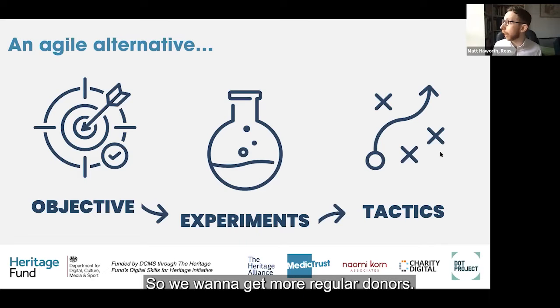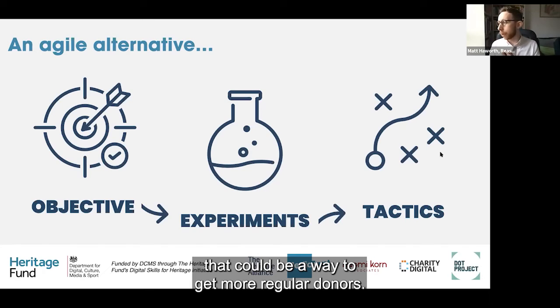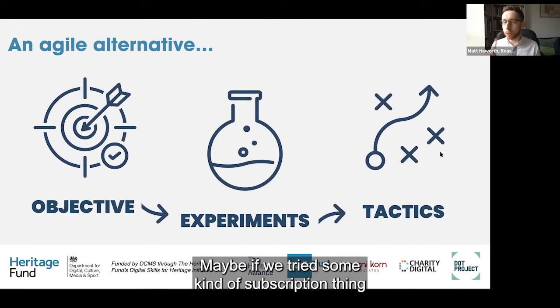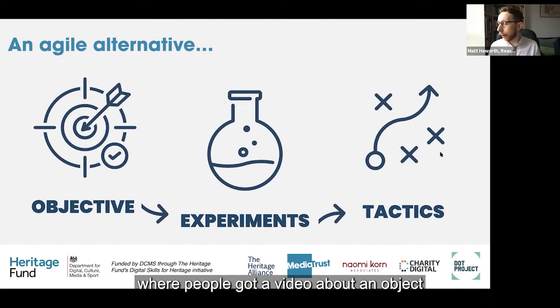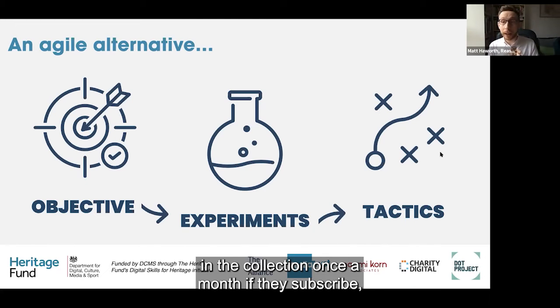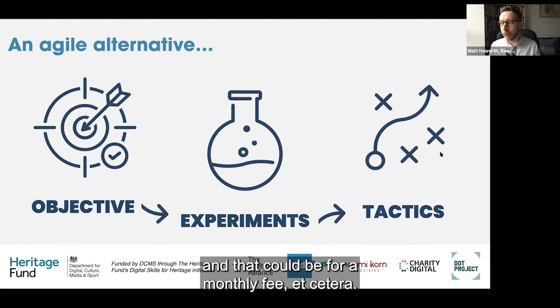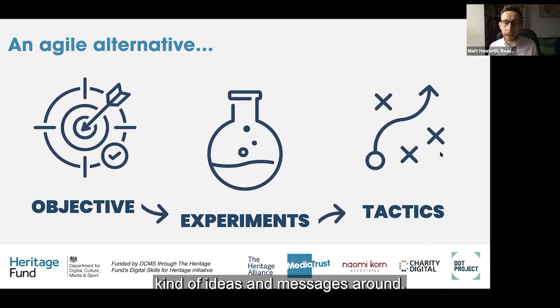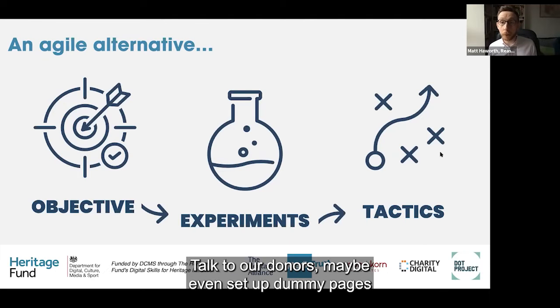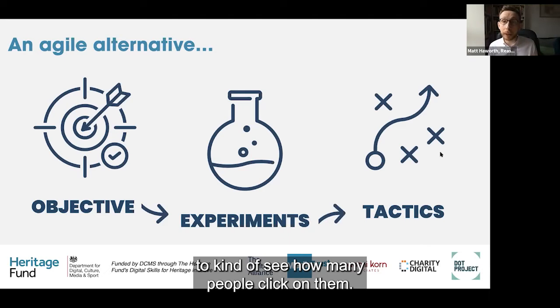So we want to get more regular donors. Well, maybe if we offered some kind of Friends of the Museum scheme, that could be a way to get more regular donors. Maybe if we tried some kind of subscription thing where people got a video about an object in the collection once a month if they subscribe. Maybe they could sponsor an object, and that could be, you know, for a monthly fee, etc. So these are things that we could experiment with, ideas and messages to talk to our donors about, maybe even set up dummy pages to see how many people click on them.